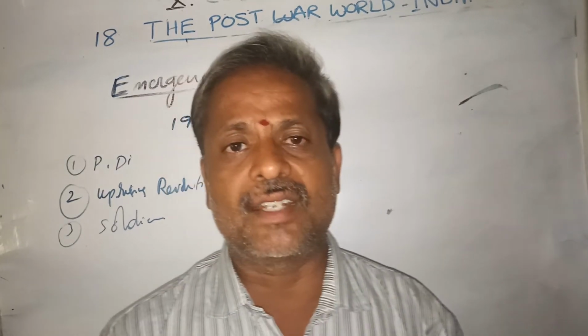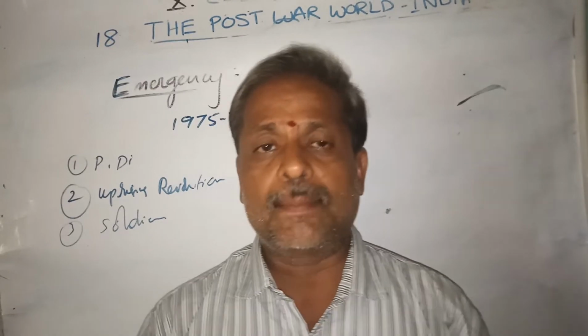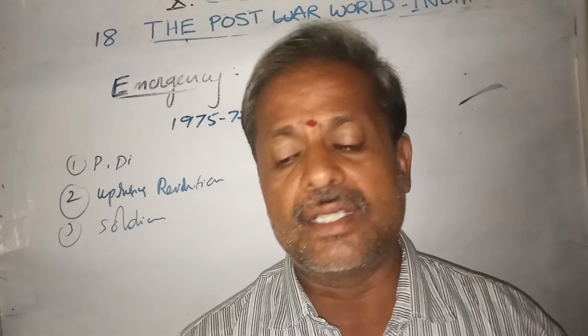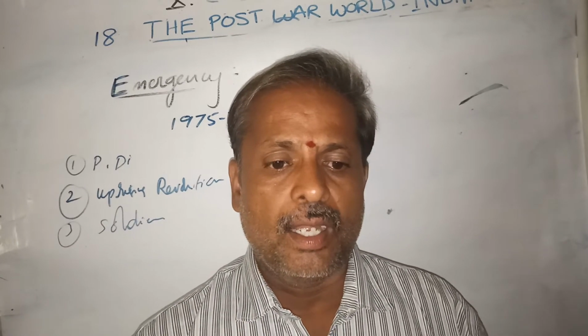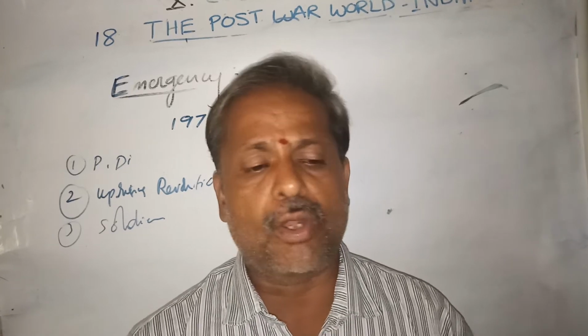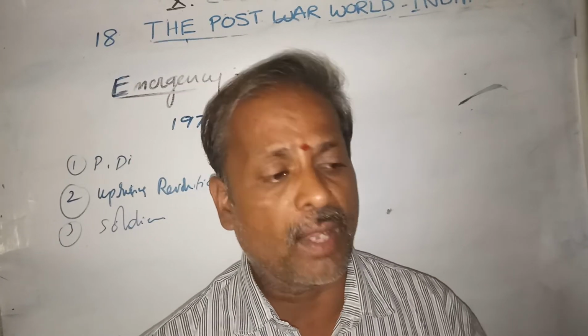In 1975 to 77, two years, most people said the emergency period was nothing but a black period, and people believed that their lives were thrown into jeopardy and troubles. And in this period, more than 60,000 different opposition party members, leaders, and volunteers were jailed by Indira Gandhi's government.